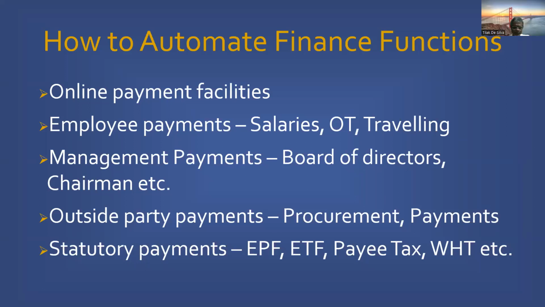Then outside party payment, just like the procurement. When you buy something, how can you make the payment without issuing a check? What you can do is authorize it, and you can make the payment online. You can take the payment receipt and give it to them, saying okay, we have made the payment, please issue the items to us. In that way, you can do it without any check.